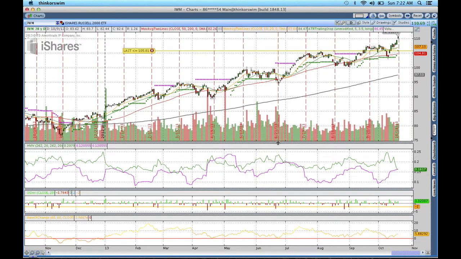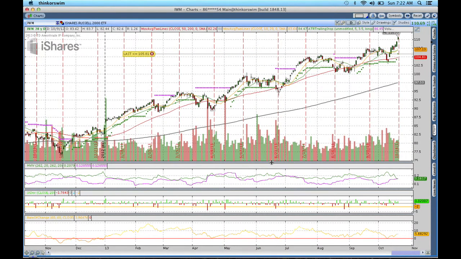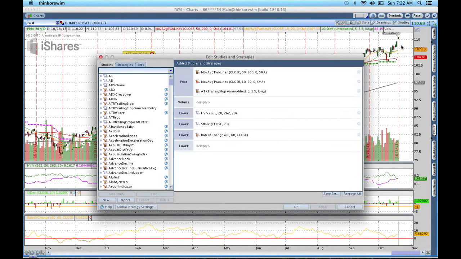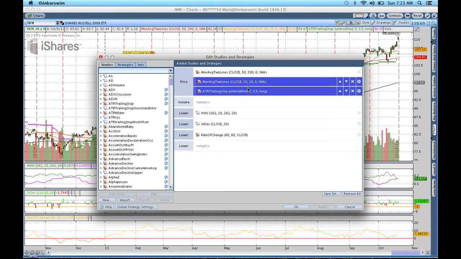So the software we're looking at is Thinkorswim. If you have Thinkorswim, specifically on a Mac, this ought to be really easy. So in studies, I go to edit studies, and here, you can see my simple moving averages, 2 lines. One is 50 and 200, one is 10 and 20.